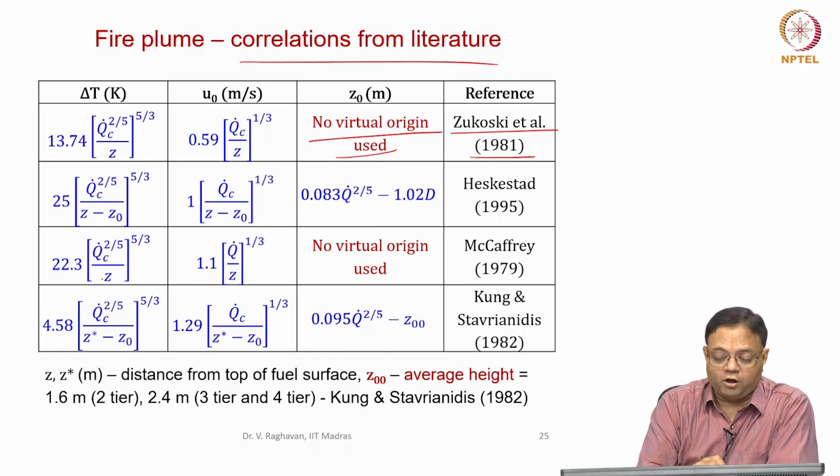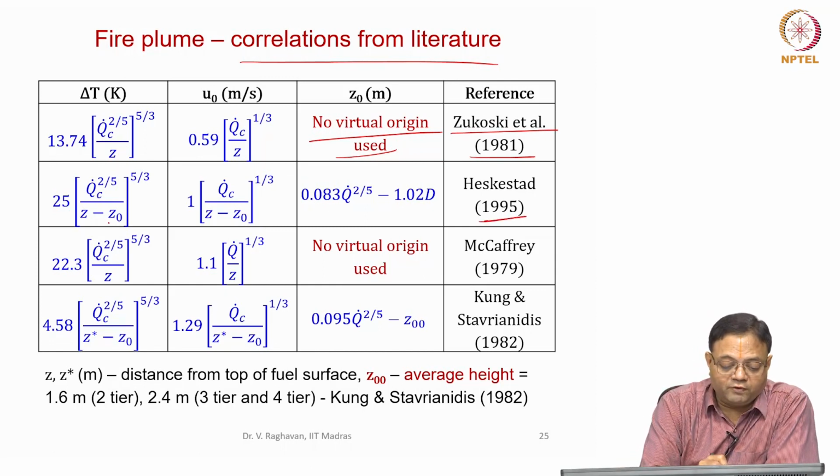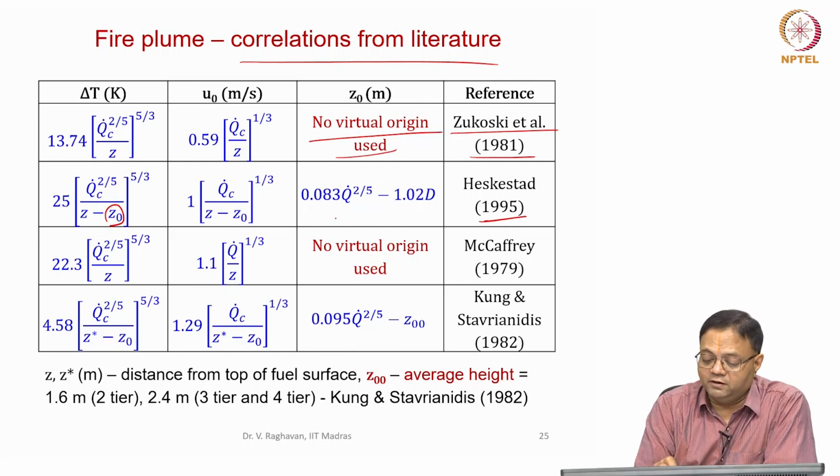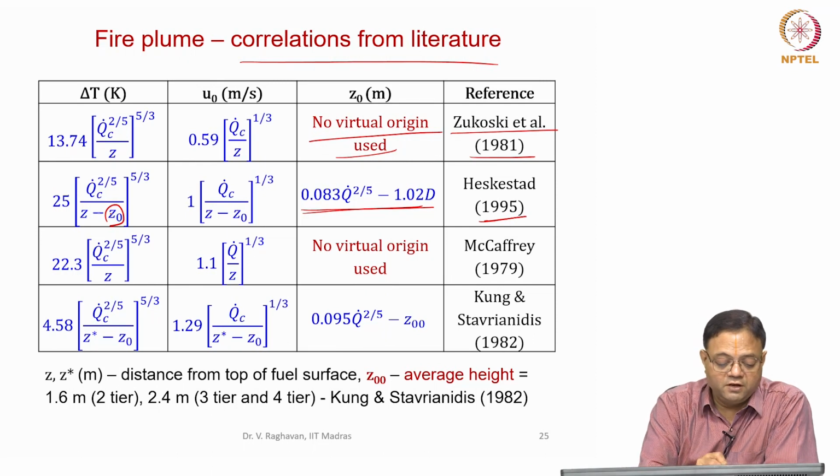Now, another correlation involves virtual origin. You can see there is a virtual origin also calculated based upon the heat release rate. Hesketh has given this. For this delta T, again you can see that Q dot C power 2 by 5 power 5 by 3 into Z minus Z naught power minus 5 by 3 into 25.